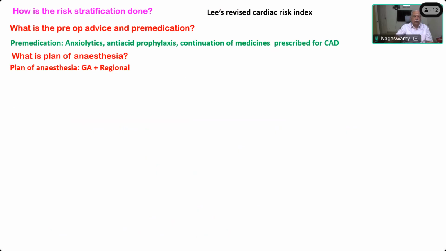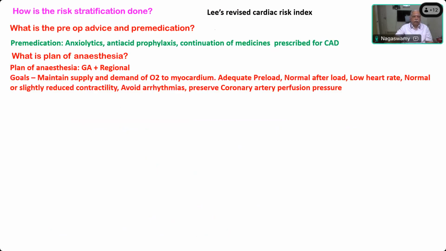So our goal is to maintain supply and demand to the oxygen myocardium. So adequate preload, normal afterload, low or slightly reduced contractility so that the oxygen demand is reduced, avoid arrhythmias, maintain sinus rhythm, preserve coronary artery perfusion pressure. What is the coronary artery perfusion pressure?